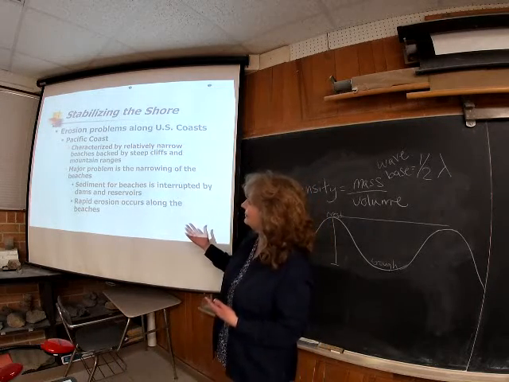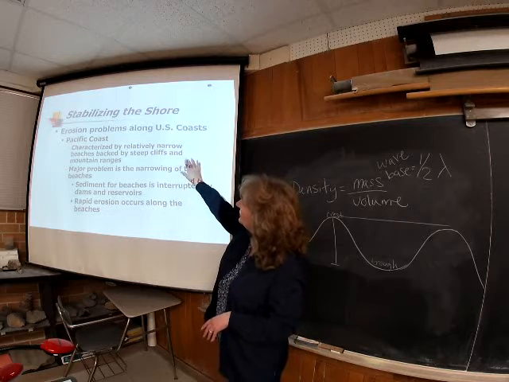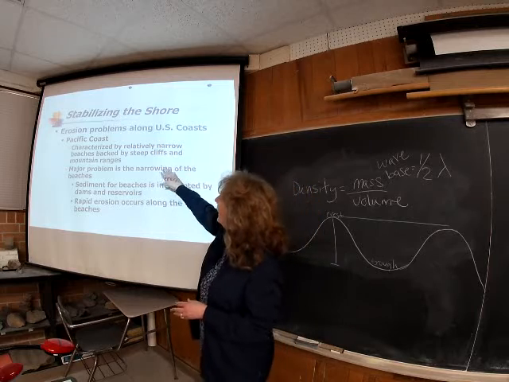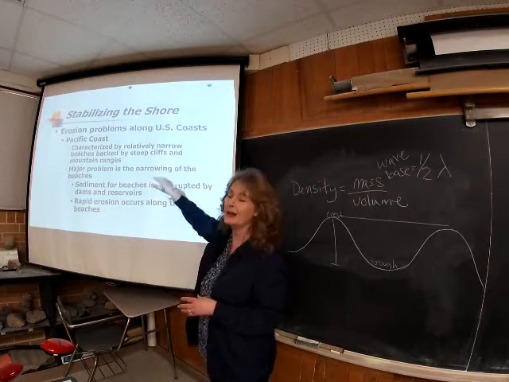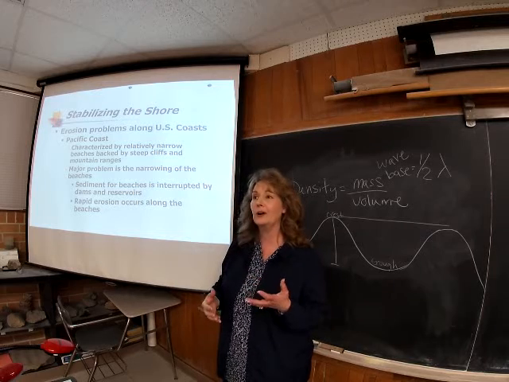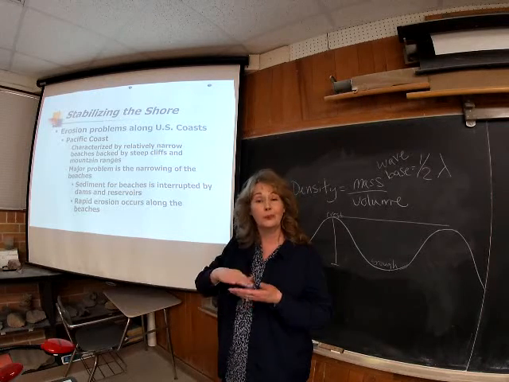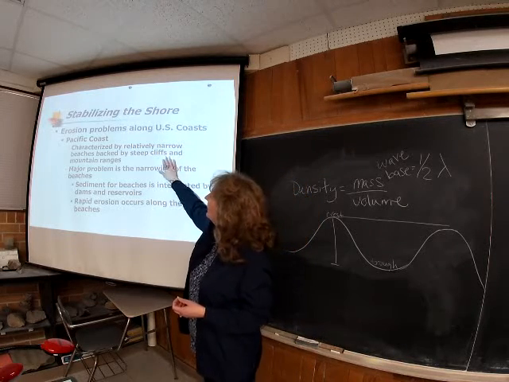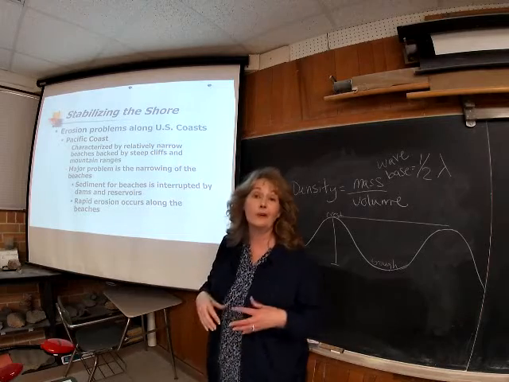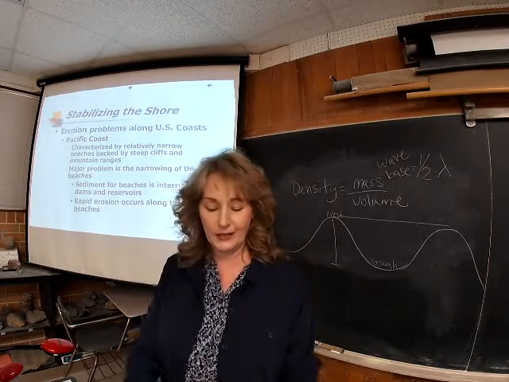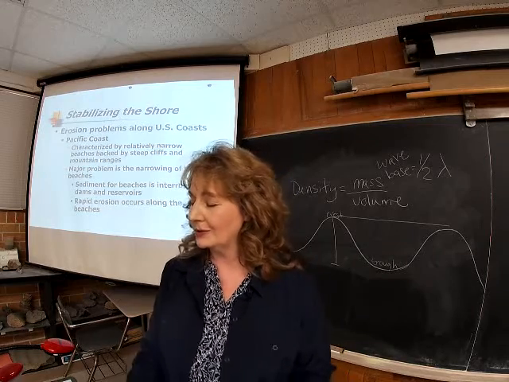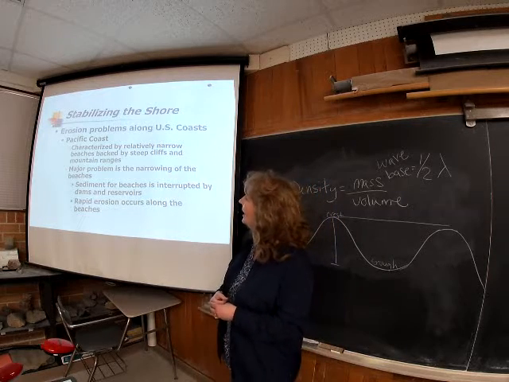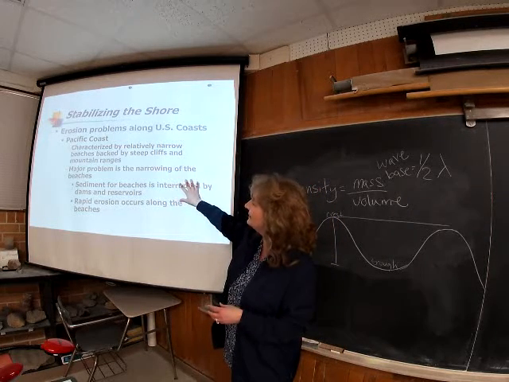Of course, your Pacific coast, as we mentioned, California, is characterized by relatively narrow beaches backed by steep cliffs and mountain ranges. Think of wave-cut platforms, marine terraces, and wave-cut cliffs. That's pretty characteristic of your Pacific coast. Think of California for those wave-cut cliffs and marine terraces. But a major problem is the narrowing of the beaches.